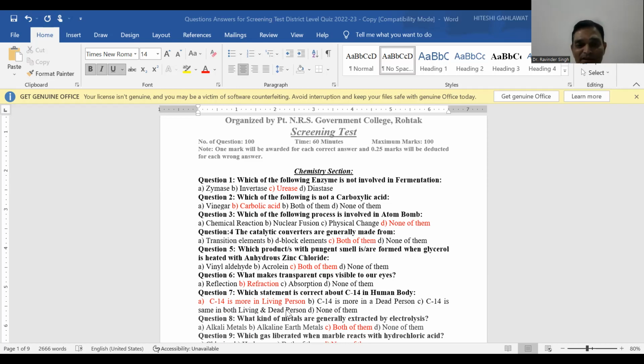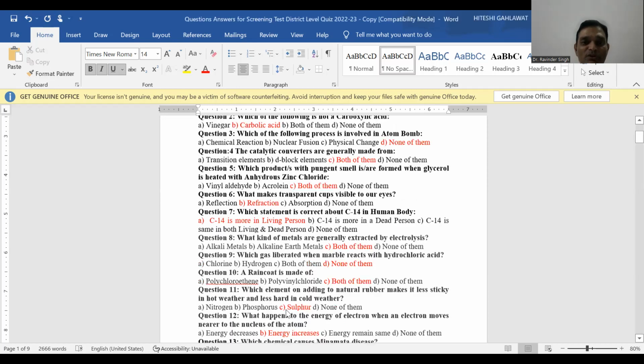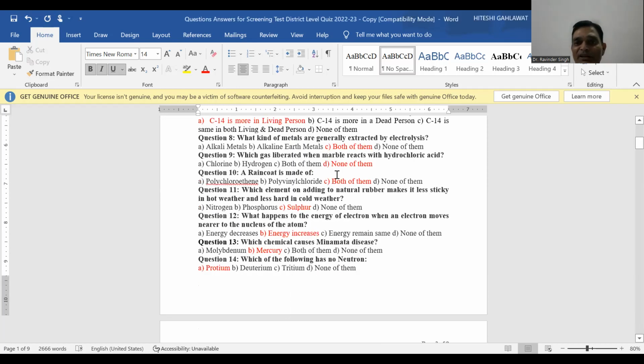तो ये चीज हमें ध्यान रखनी होती है। The next one is the question number 8. Which kind of metal are generally extracted by the electrolysis? Alkali metal or the alkaline? Both of them. जो reactive metals होते हैं, they are generally been extracted by the electrolysis. नेक्स्ट क्वेश्चन नंबर 9, विच गैस लिबरेटेड व्हेन मार्बल रिएक्ट्स विद द हाइड्रोक्लोरिक एसिड? तो जब निकले तो CO2 गैस इवॉल्व होती है, तो यहाँ पे ऑप्शन में क्लोरीन, हाइड्रोजन, बोथ ऑफ देम था, सो आंसर इज नन ऑफ देम.